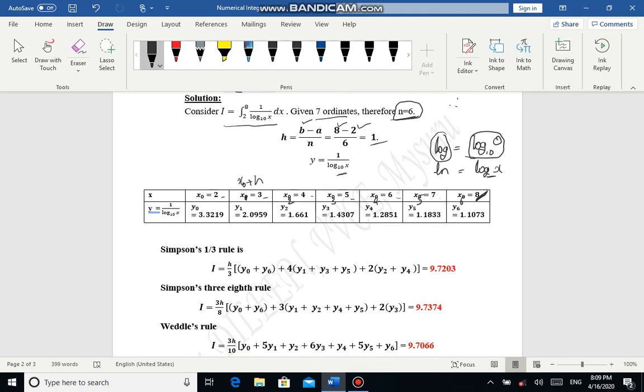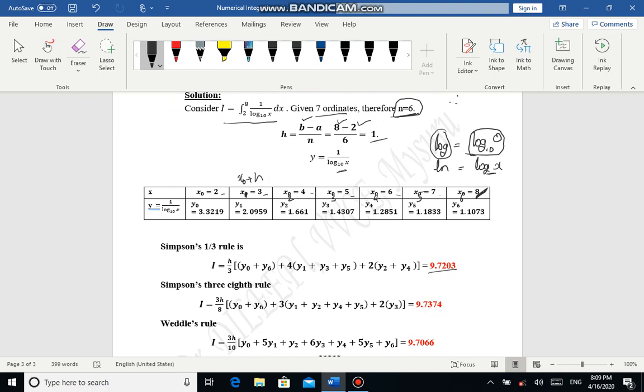Now substitute in the formula. Observe there is a small difference between the values, but it's okay, no problem. When you consider the formula, you have to be very careful. In any formula, observe that the terms are not repeated. I am not repeating y6 here, a multiple of 2, because it is already considered; y6 is also a multiple of 3, but don't repeat it here. So this is your working procedure of numerical integration. Practice these two problems. In the next class, I will give a few more problems for practice.